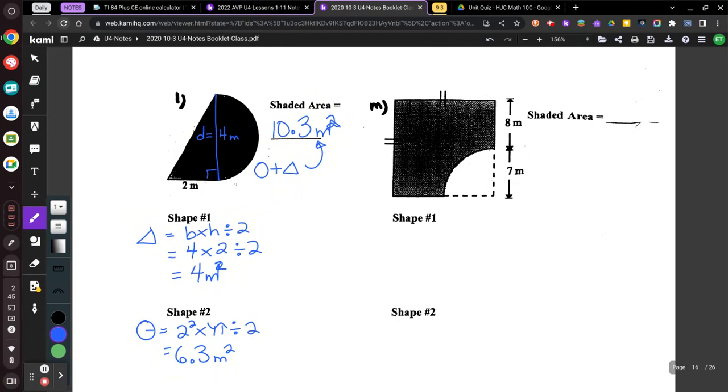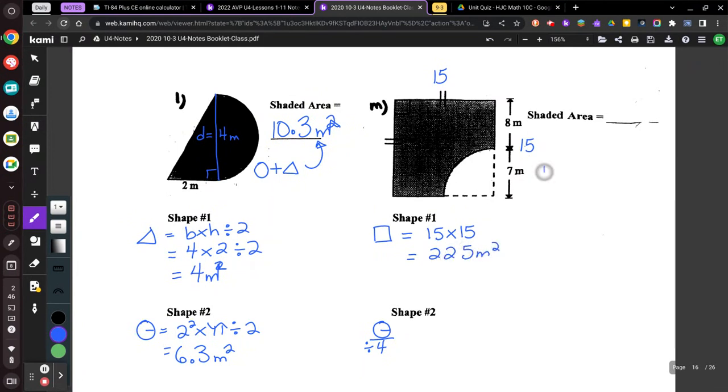All right, the guy on the right. The guy on the right is a square with a chunk out of it that is a quarter of a circle. So shape 1 will be a square, and then this guy's going to be a circle divided by 4 because it's a quarter of a circle. On this one, the side length, if we add them together, is 15. So the area of your square is going to be 15 times 15. And that's going to give us 225 meters squared.